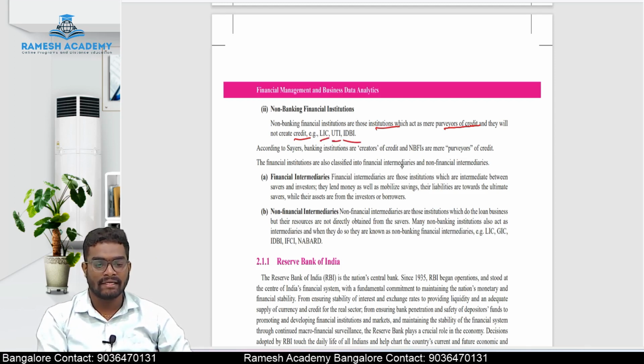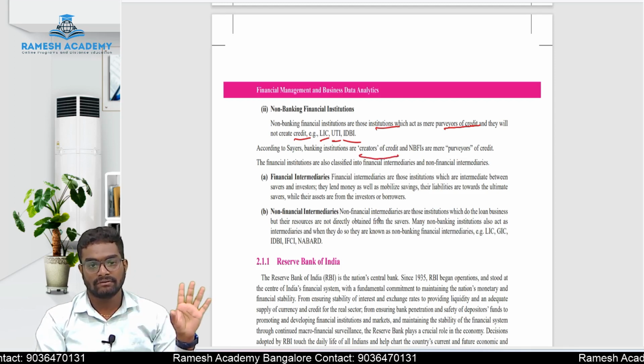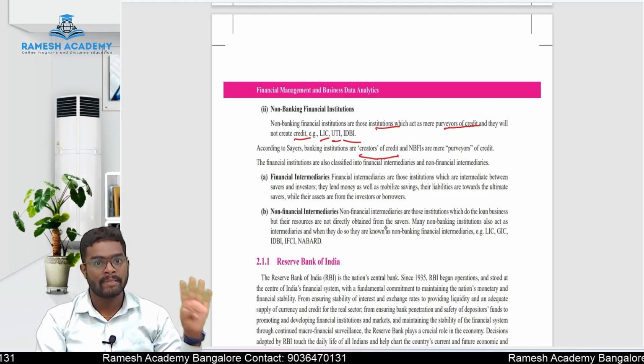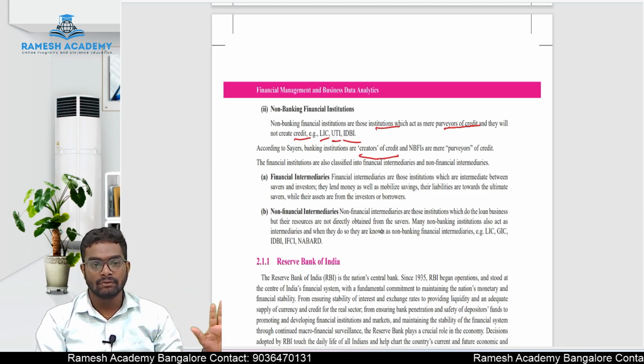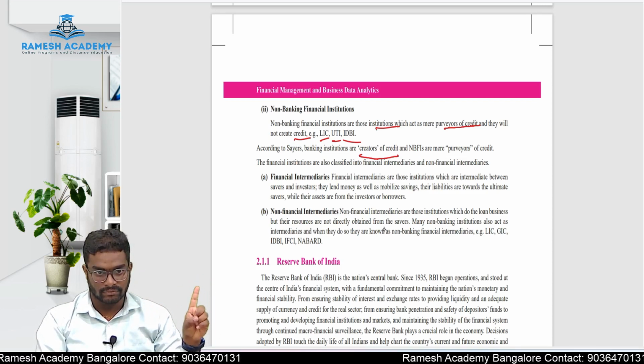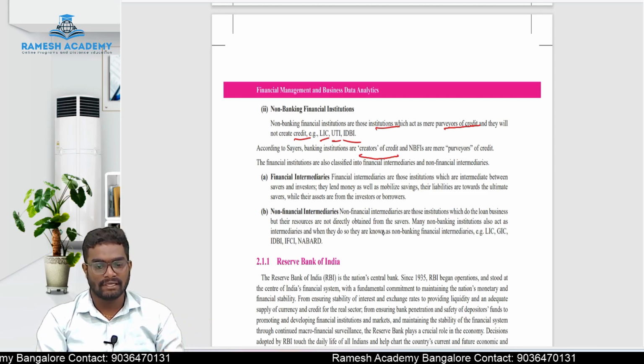According to Sayers, banks are creators of credit because they will provide loans to everyone. You may be an individual, you may be a company, you may be a corporation, you may be an MLC. They will give a loan for anything. If you want to buy a car, they will give a loan. If you want to buy a home, you can take a loan, etc.